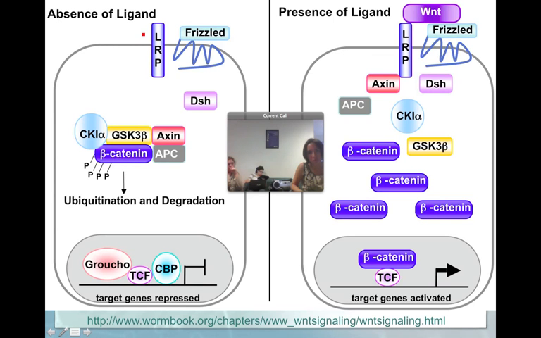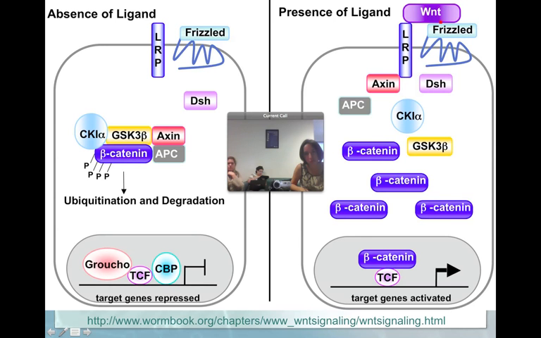So if there's no growth factor, then the beta-catenin gets destroyed. And the target genes are bound to Groucho, right? Like Groucho Marx, of course. Again, another fly gene. You can always tell. Groucho and these other transcription factors are bound here. The target gene is repressed.